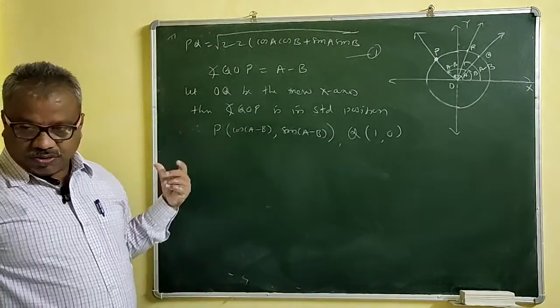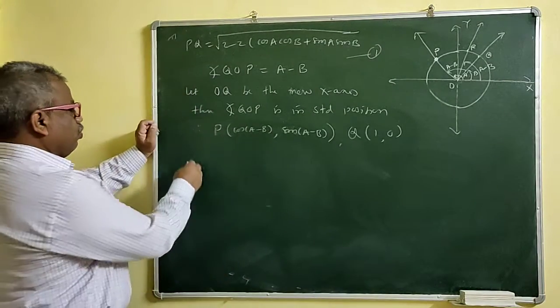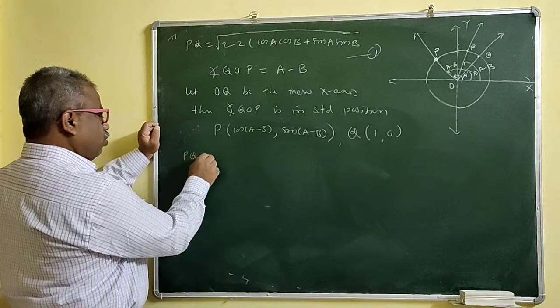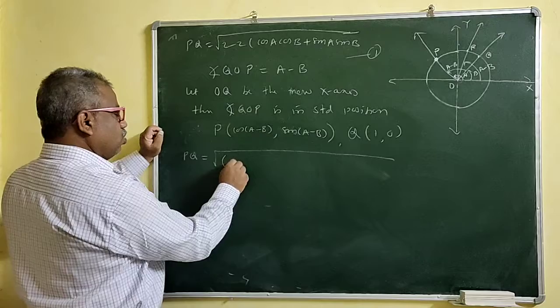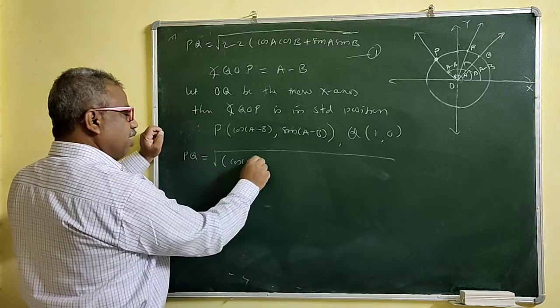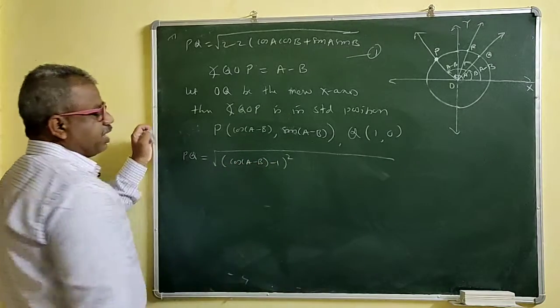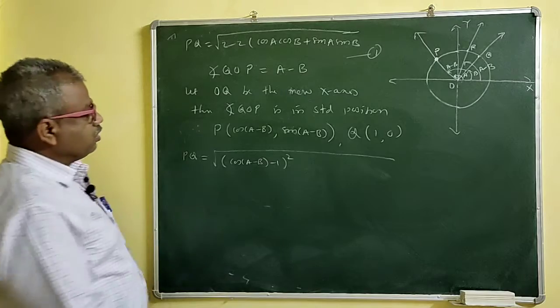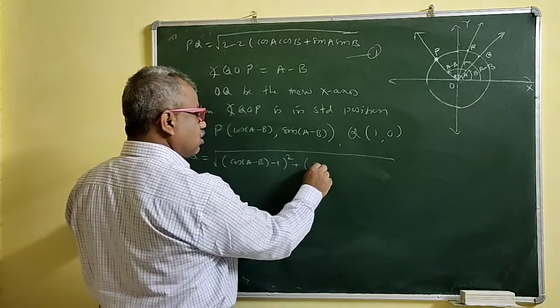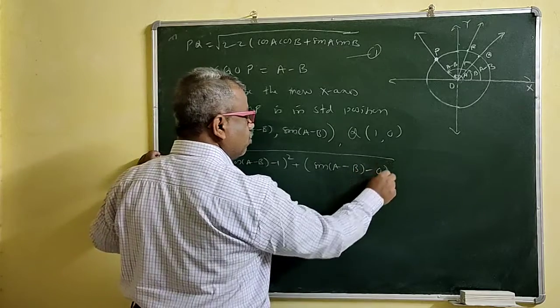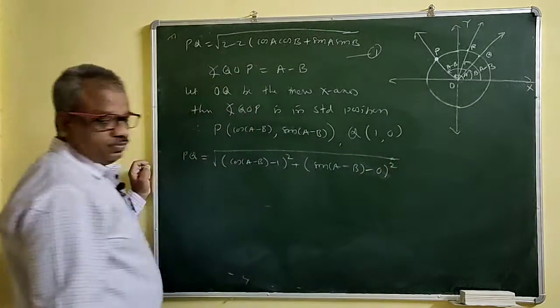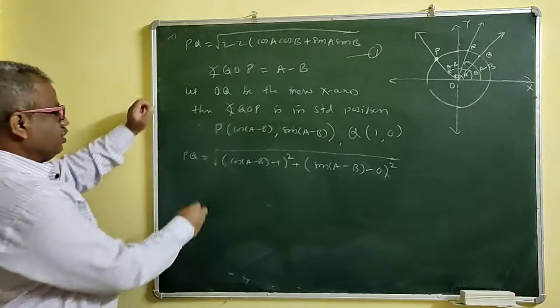Again we get the new PQ now. Right? So therefore we'll find PQ now. PQ is equal to root of, we'll do the same thing now, (cos of A minus B minus 1) whole square plus (sine of A minus B minus 0) whole square. Right? Now we'll expand this.